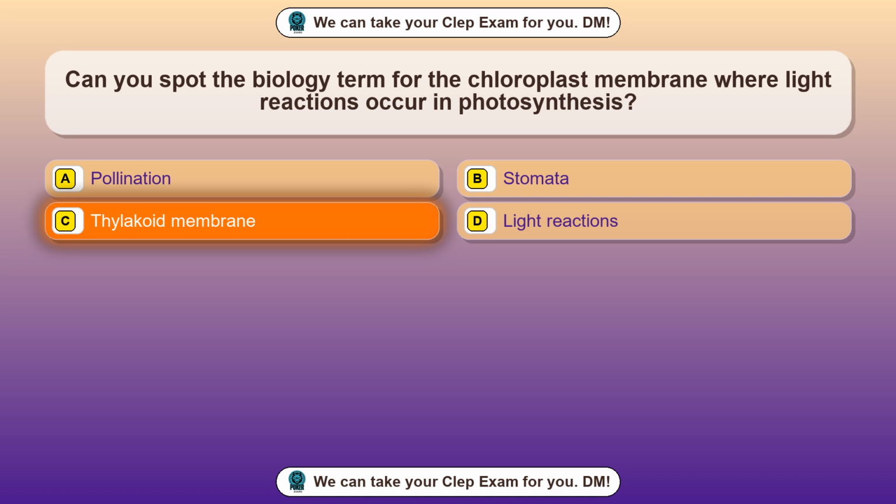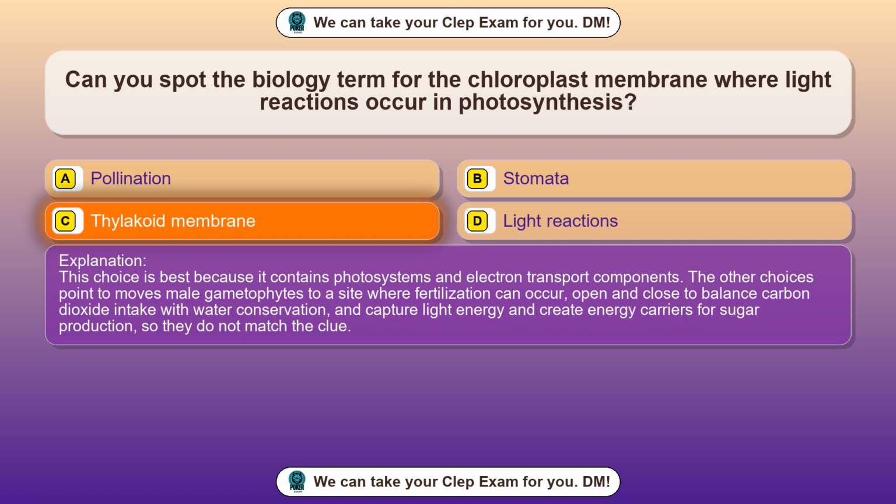Thylakoid membrane. This choice is best because it contains photosystems and electron transport components. The other choices point to moves male gametophytes to a site where fertilization can occur, open and close to balance carbon dioxide intake with water conservation, and capture light energy and create energy carriers for sugar production, so they do not match the clue.